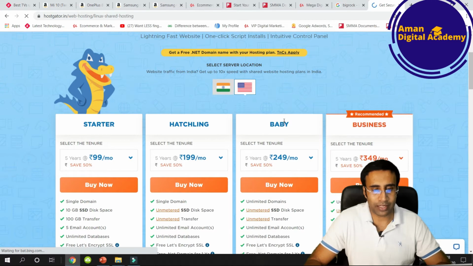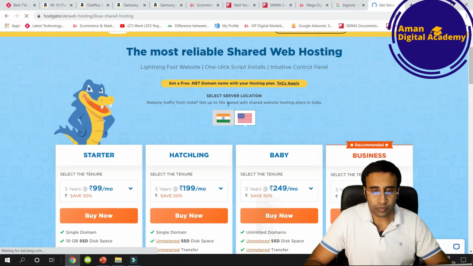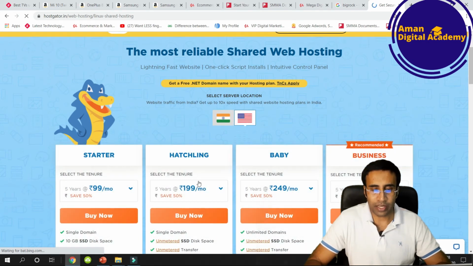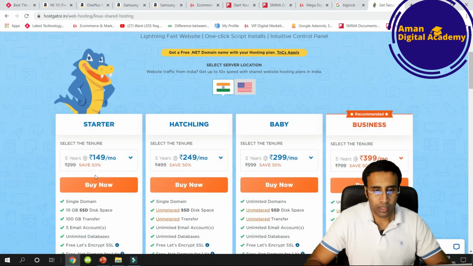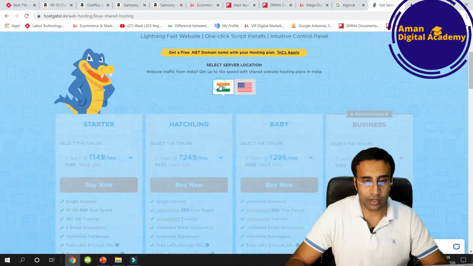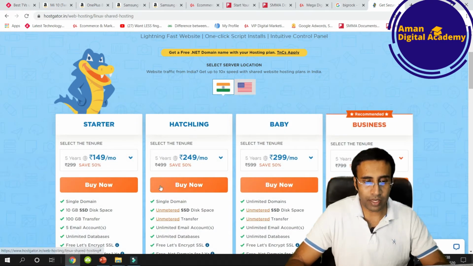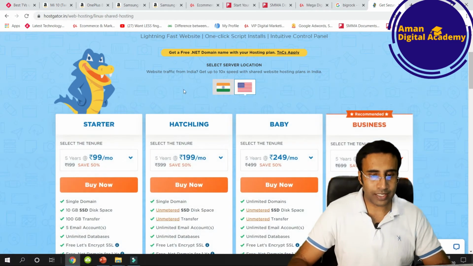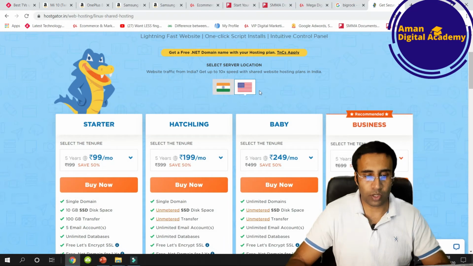First is the starter plan, another is the hatchling plan, third is the baby plan, and another is the business plan. You will also see they have two servers. One is in India with a different plan, and another is in the US with a different plan. If you are in India, you might have to pay more, because you are getting a dedicated server in India, and since the country is specific, their charges are a little on the higher side compared to the US server.